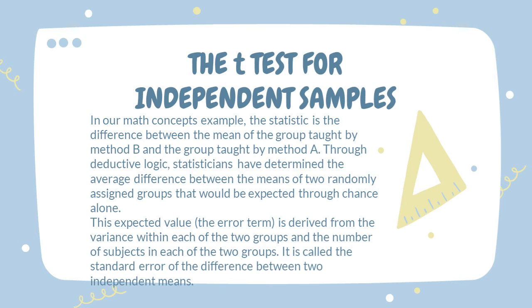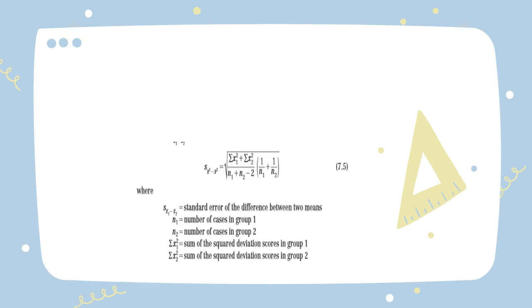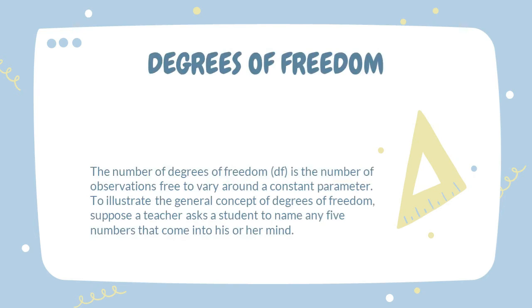Okay, next you can see in the PowerPoint, where n1 is the number of cases in group 1, n2 the number of cases in group 2, and so on. Next is degrees of freedom. The number of degrees of freedom is the number of observations free to vary around a constant parameter. To illustrate the general concept of degrees of freedom, suppose a teacher asks a student to name any 5 numbers that come into his or her mind.